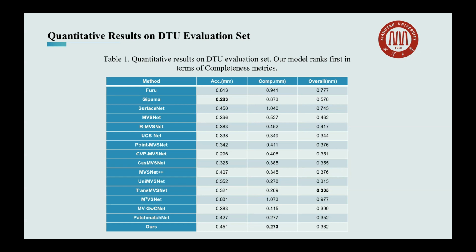The bold indicates the best value. It can be seen that the method GPUMA performs the best in accuracy. Trans-MVSNet performs the best value in overall. Our method significantly outperforms other methods in completeness.